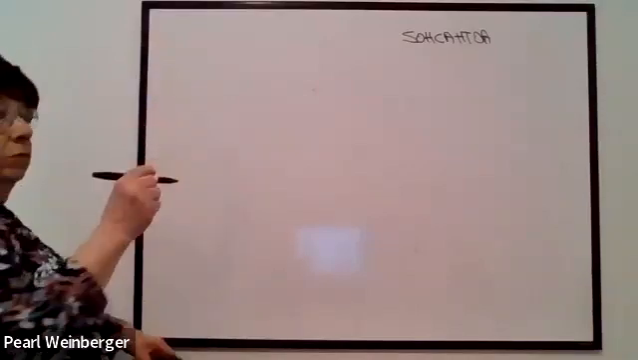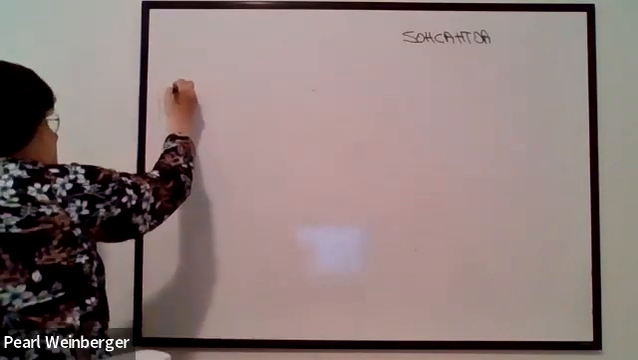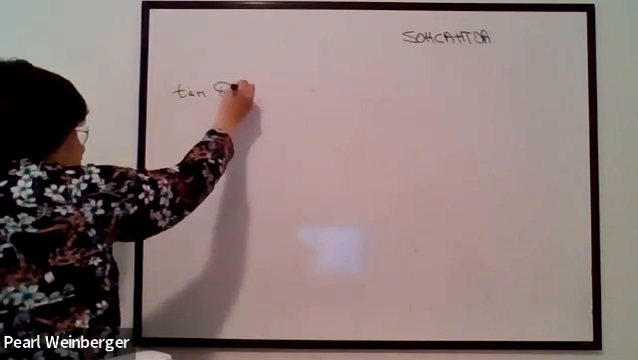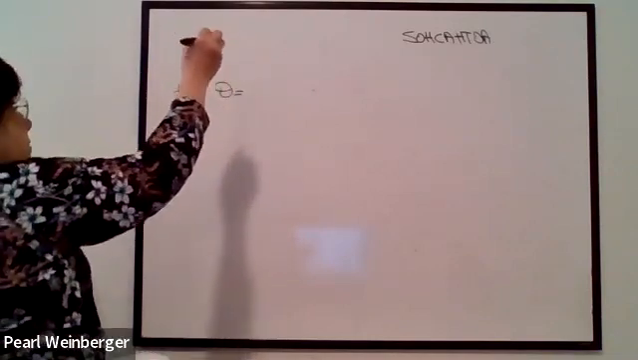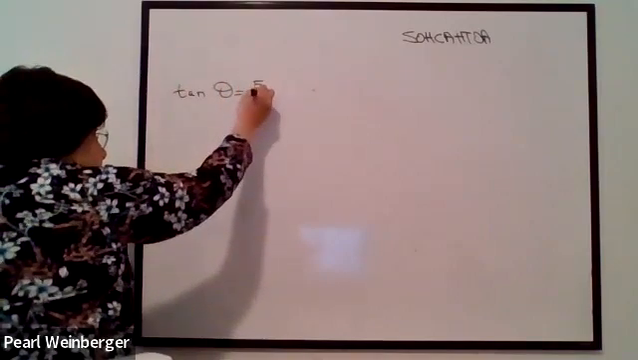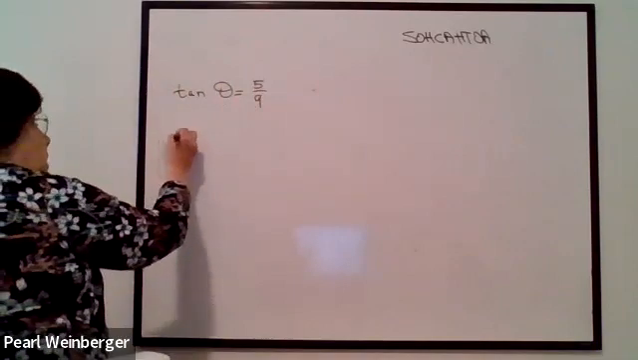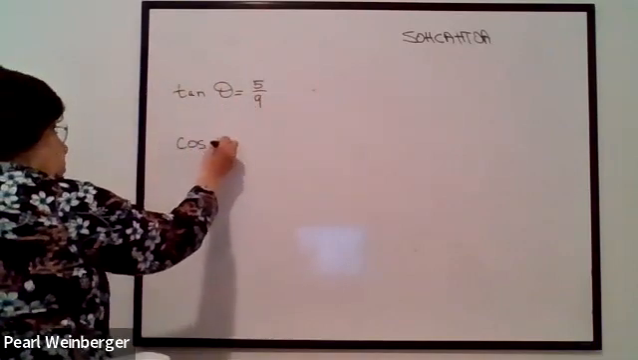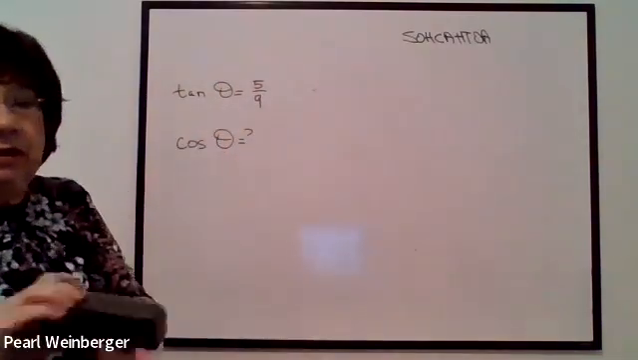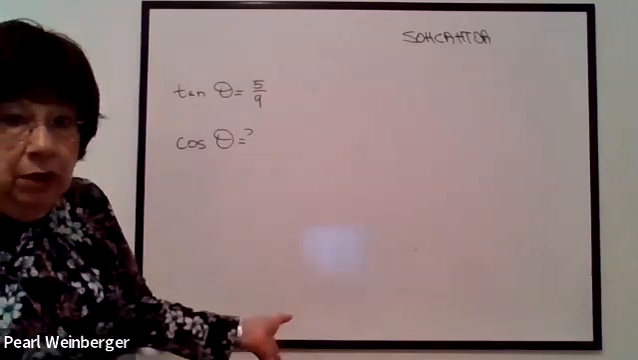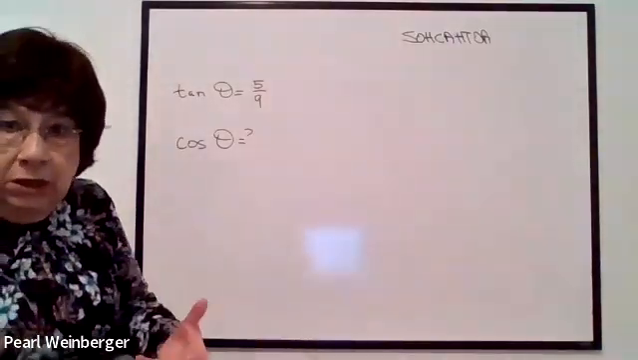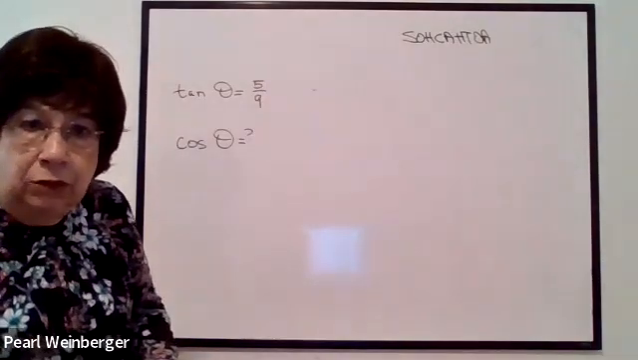Suppose I tell you that I know that the tangent of an angle, I'm going to call it theta, is 5 over 9. And I want you to find the cosine of theta. Now, notice they didn't give you any right triangle. But as soon as they talk about sine or cosine or tangent, you know you're talking about a right triangle.